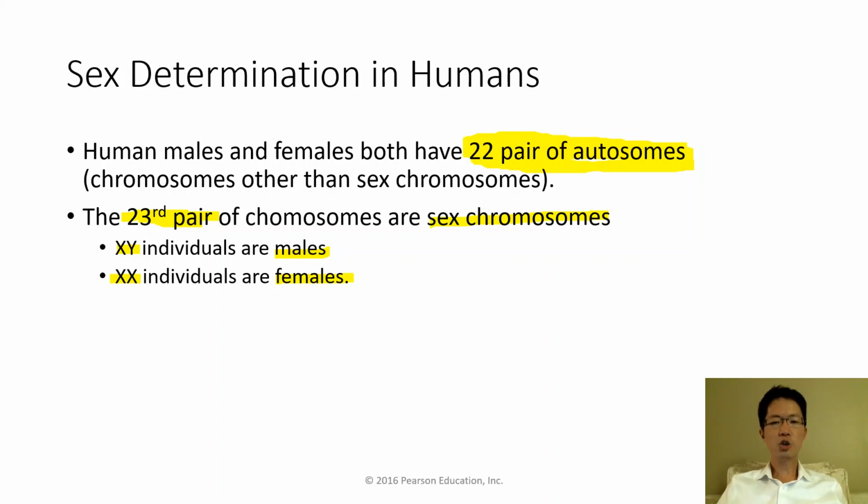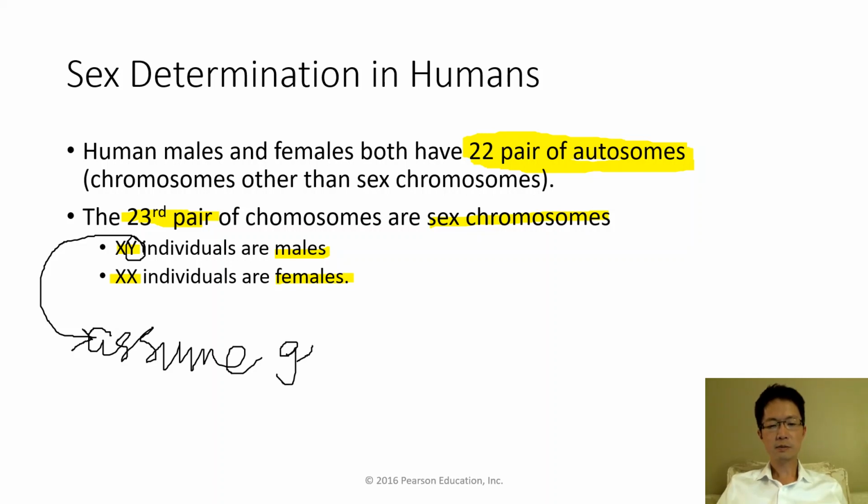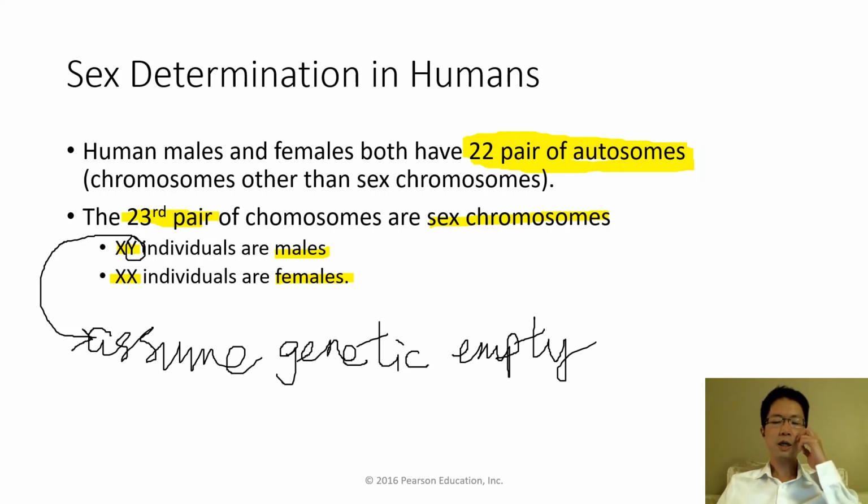So you can assume, since this is an introduction to biology, you can assume the Y chromosome carries no gene, okay? You may call it genetically empty. We can assume that to make your understanding of the Punnett square easier later. So you may assume that the Y chromosome does not carry any gene, so the gene is only carried by the X chromosome. That will make your life easier.